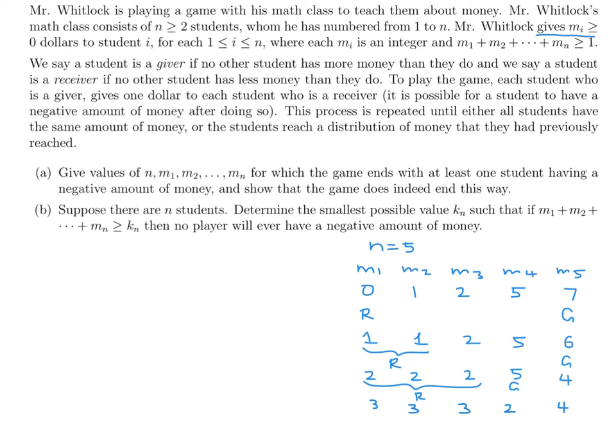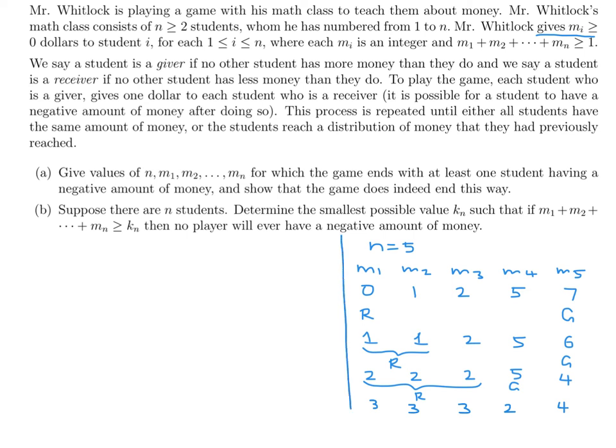This process is repeated until all students either have the same amount, meaning they're all tied, or the students reach a distribution of money that has previously been reached. Not necessarily right back where they started, but right back to a previous state, and then it would essentially be the same. So I hope that makes sense.